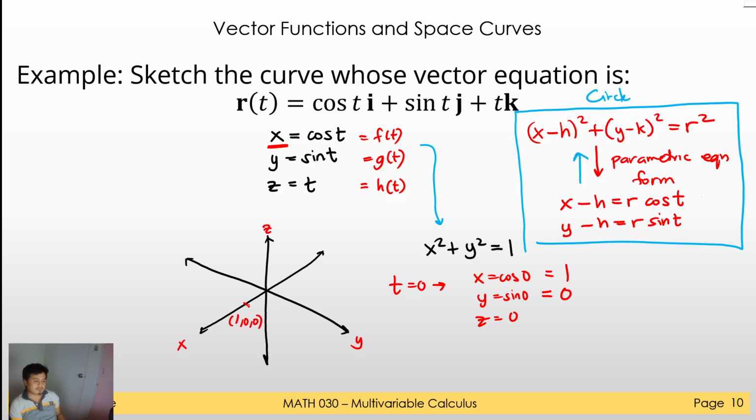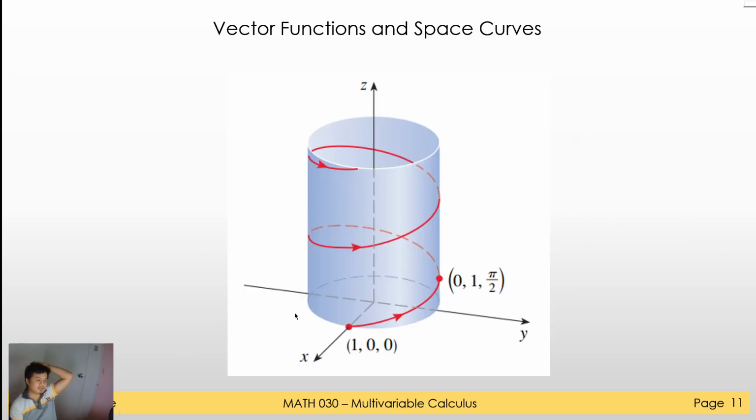And then after that, we can form here a circle, but since the z is also varying, meaning the z is increasing, then it will form here a helical curve, so something like a spring. Okay, so this is the drawing of your vector valued function. So a better drawing is this.